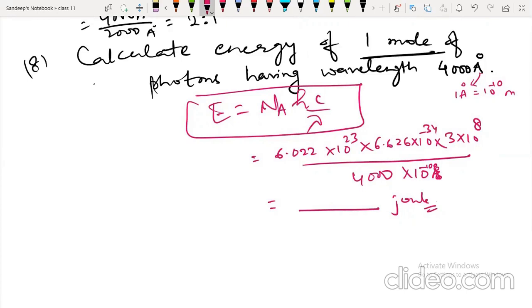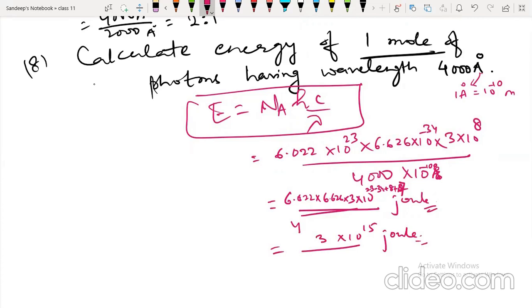So what you need to do, you have to write like this: 6.022 into 6.626 into 3 upon 4 into 10 to the power 23 minus 34 plus 8, and this will be minus 7, so it will go up plus 8 plus 7. So if you solve this, you will get the answer approximately 3 into 10 to the power 15 joule. Approximately 3. Note down.